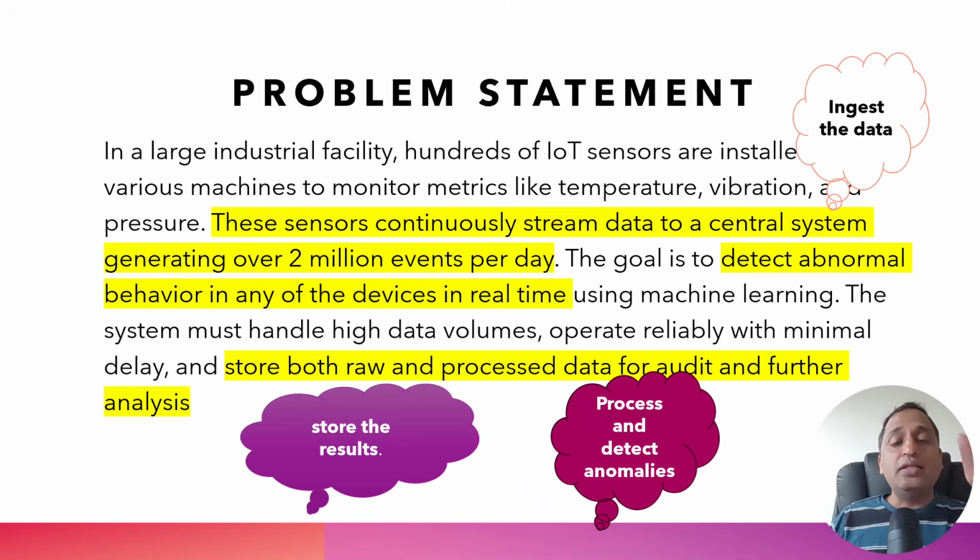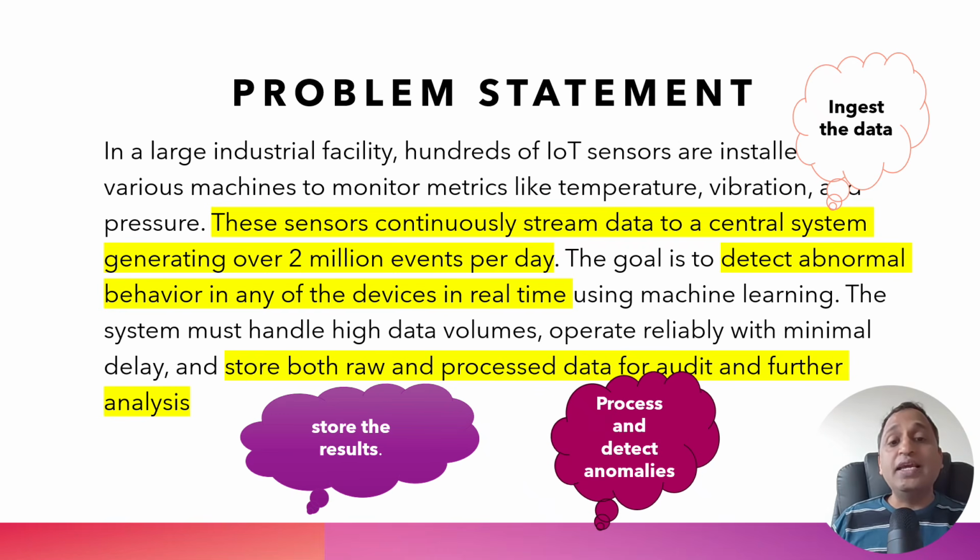And another subtle but critical line we see in this problem statement is "handle high data volumes and operate with a minimal delay." What it means is that this sentence is not just talking about the functionality. It is telling us that we need to optimize this entire system for throughput, latency, and reliability. So that means it has to be there across the pipeline.